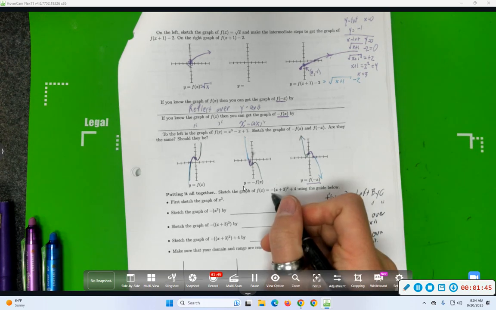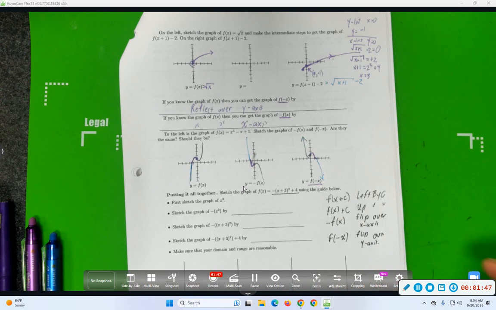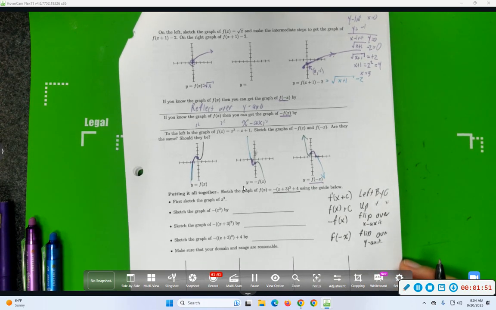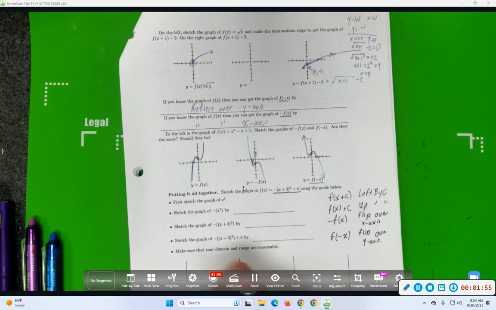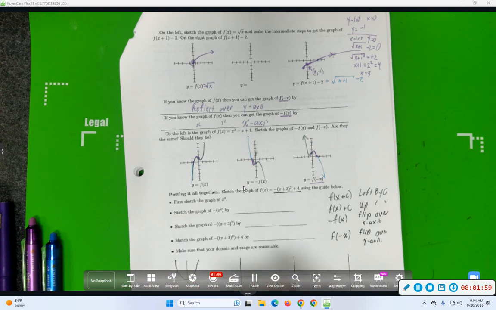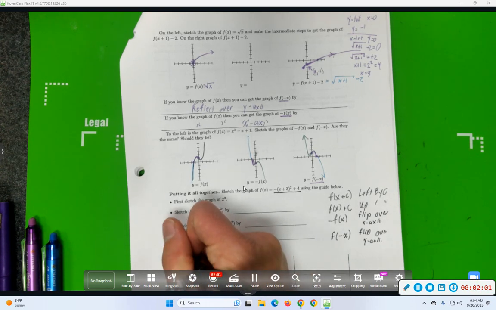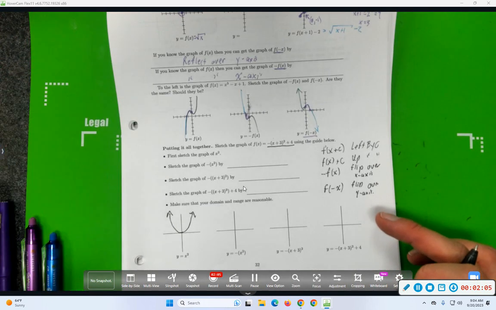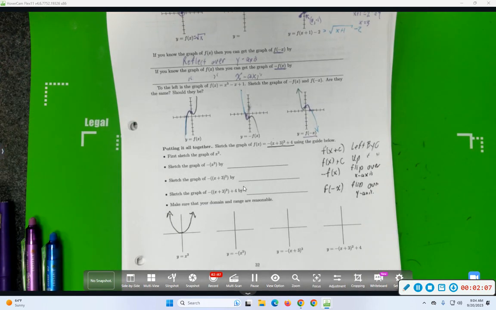So let's try to sketch the graph of negative quantity x plus 3 squared plus 4. Seem easy enough? Let's do that. We know what the graph of f of x equals x squared looks like. So let's go ahead and start there. Start with the graph of y equals x squared. And again, when you're graphing by hand, it doesn't need to be perfect, but it does kind of need to look roughly right.